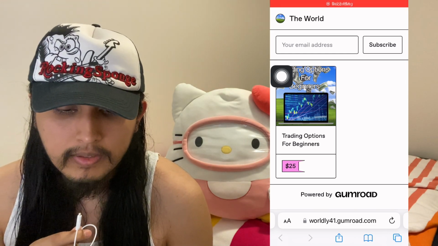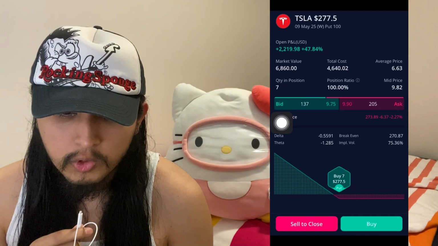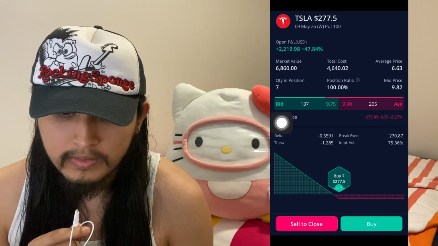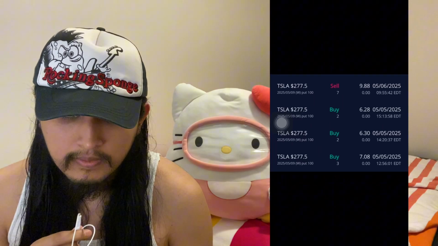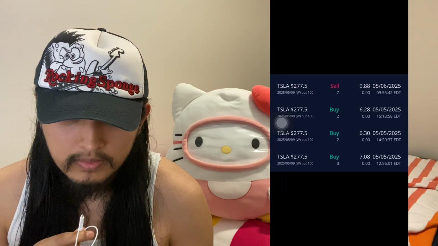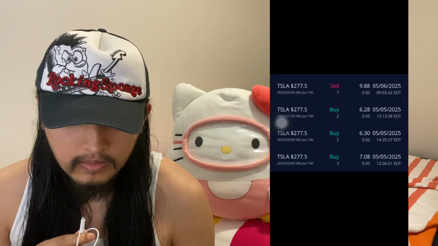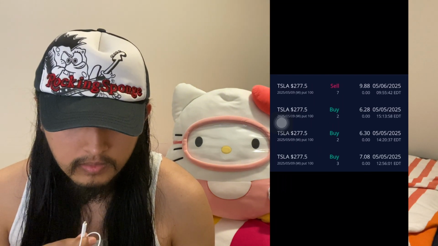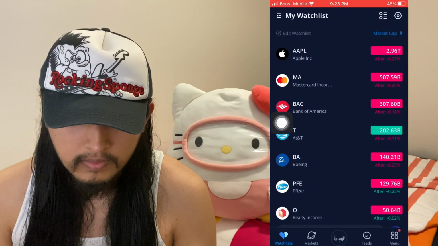And basically, how did I make $2,219 trading Tesla put options? So this was a swing trade. Looking at yesterday's chart at 12:56, I bought 3 put options.